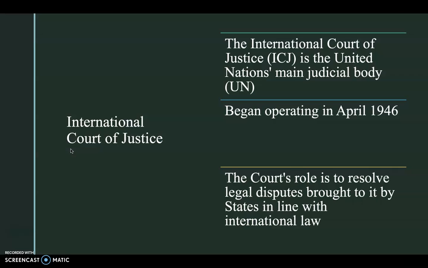The International Court of Justice, ICJ, is the United Nations' main judicial body. The United Nations Charter established it in June 1945 and it began operating in April 1946. The court's headquarters are in The Hague's Peace Palace in the Netherlands. It is the only one of the United Nations' six main organs that is not based in New York, the United States of America. The court's role is to resolve legal disputes brought to it by states in line with international law, as well as to provide advisory opinions on legal problems addressed to it by nations and institutions.